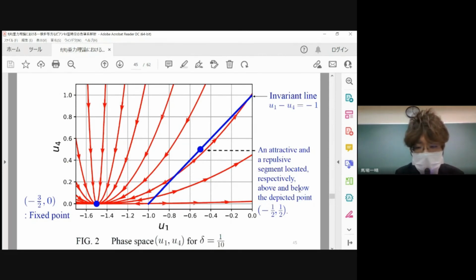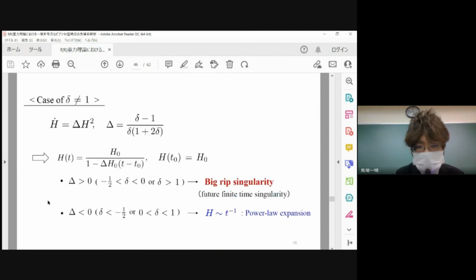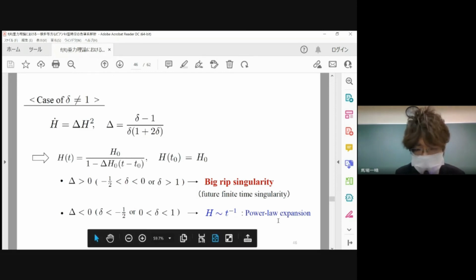Next, this is the case of delta is 1/10, namely 0.1. The horizontal axis shows u1 and the vertical axis shows u4. This is the invariant line. We can see that we have a fixed point here. However, this is an unstable fixed point. If delta is not exactly unity, we have these forms, and therefore the Hubble rate is given by this form. In this case, if delta is positive, we have a Big Wave singularity, namely a future finite time singularity. If delta is negative, then we have a power law expansion.